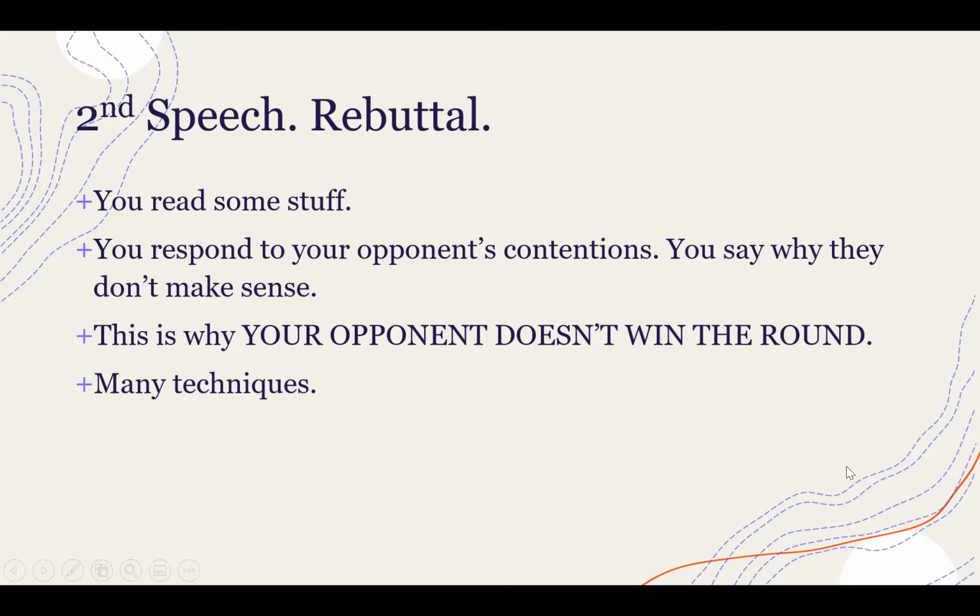So the rebuttal is basically where you respond to your opponent's contentions and you say why the contention doesn't make sense. And realize that rebuttals are important, but rebuttals are a reason why your opponent doesn't win the round. It's not a reason why you win. It's just a reason why they do not win. So you have to have a good case and a good rebuttal. If you have the greatest rebuttal speech of all time, but you have no case, you're not going to win this debate.